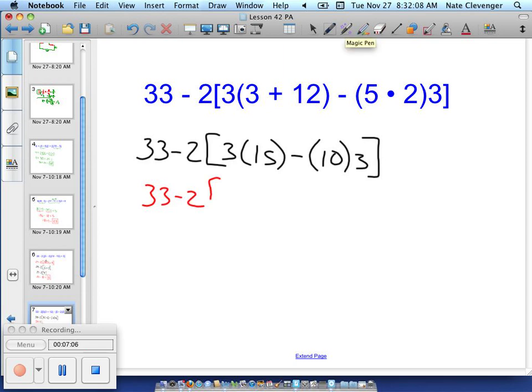3 times 15, 45. Okay, good. 45. 3 times 10, 30. And 45 minus 30 is 15. Good. 15. And hopefully 2 times 15, that should be in all of your repertoires.